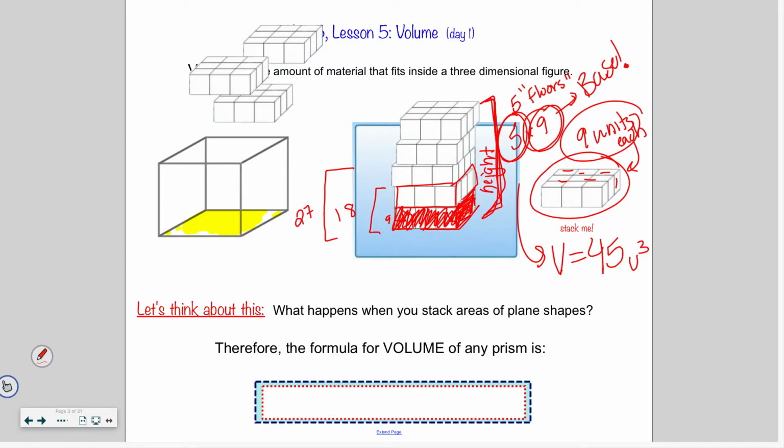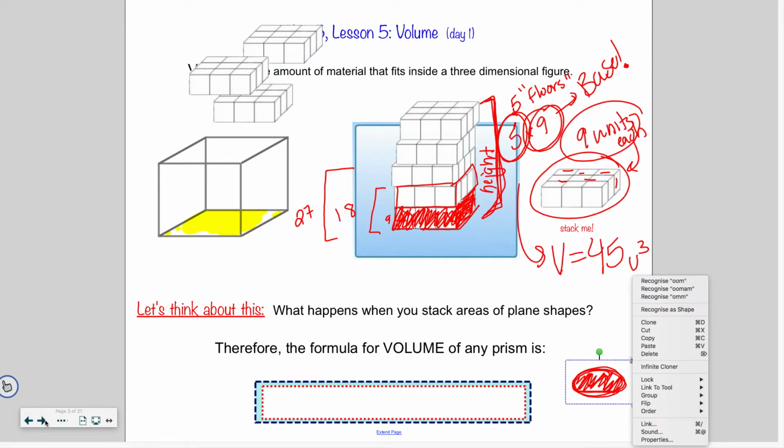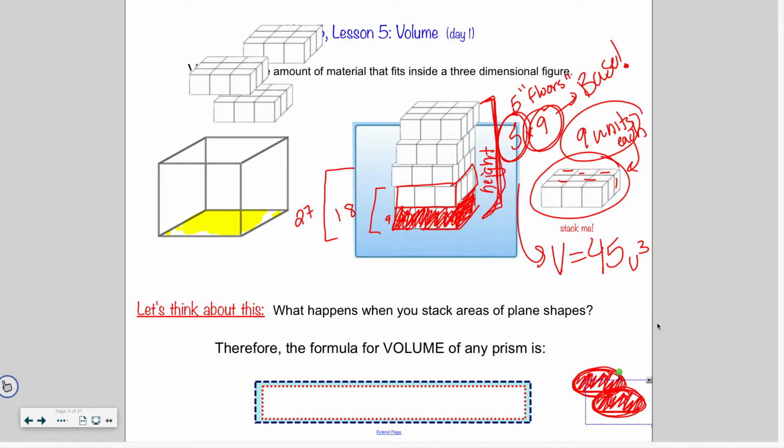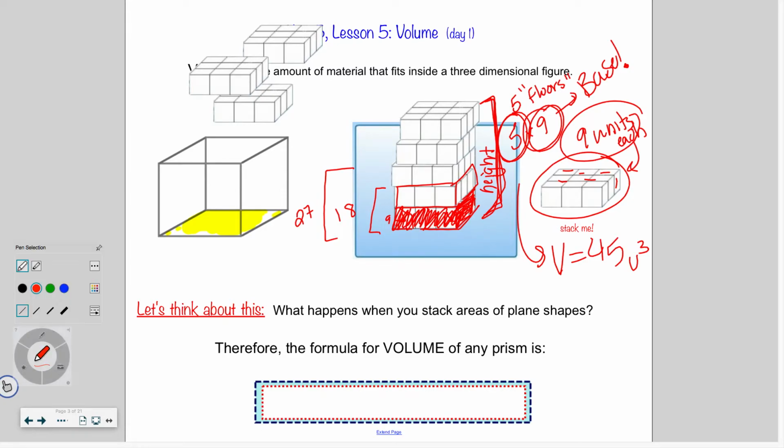Okay, could you extend this to the idea of a cylinder? So now you have a circular base. But you're just adding another one on top, adding another one on top, adding another one on top. So the idea is you're finding the area of the base shape.